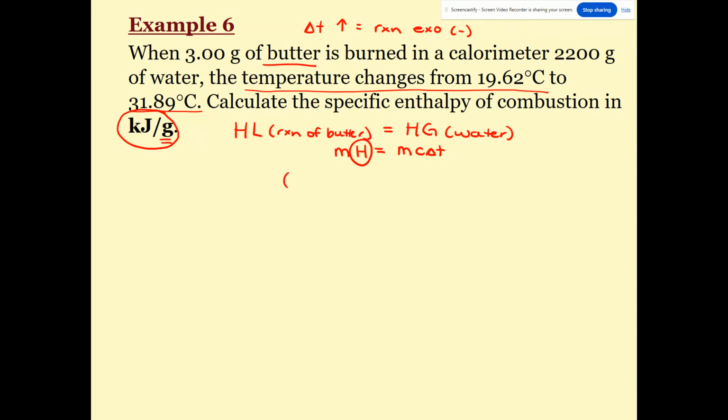So my mass of butter is 3.00 grams. I'm going to multiply that by H, which I'm solving for. And my water is 2200 grams. My specific heat capacity, by now you should definitely have that memorized for water, 4.19 joules per gram degree Celsius. And my temperature change is 31.89 minus 19.62. Okay? Close that other bracket.